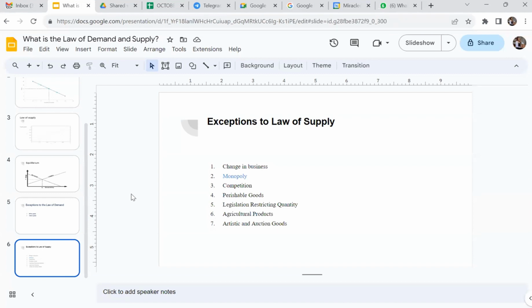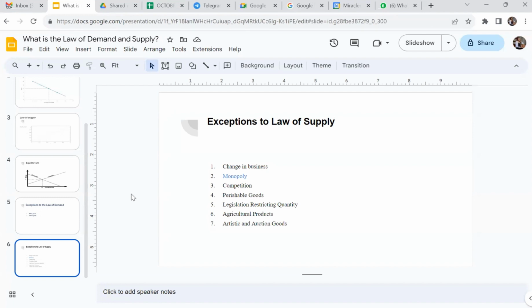So why do we call them exceptions? Because these reasons don't help you apply the law of supply, because those reasons make you not produce, or act against the law of supply.